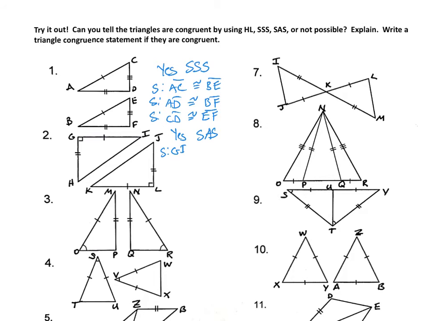GI is congruent to KL. The angle in this case is our right angle. So angle G is congruent to angle L. And our last side, GH, is congruent to JL.